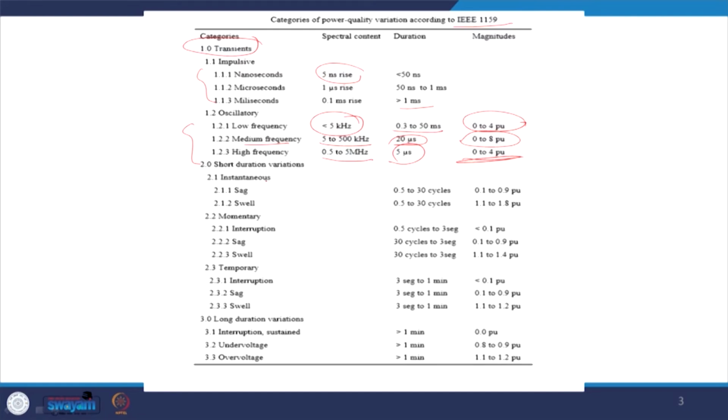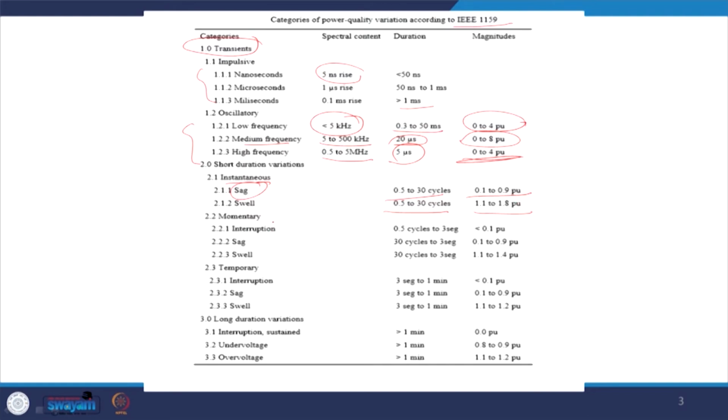Thereafter, short variations: in that category we define the instantaneous. In that category we have defined SAG, that is for duration 0.5 cycle to 30 cycles, and the magnitude, if it is between 0.1 to 0.9 per unit, we will consider that it is a SAG.